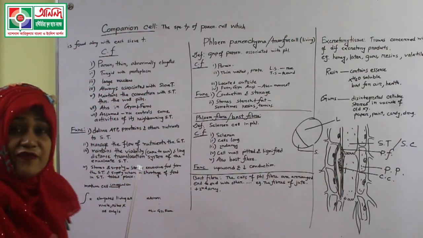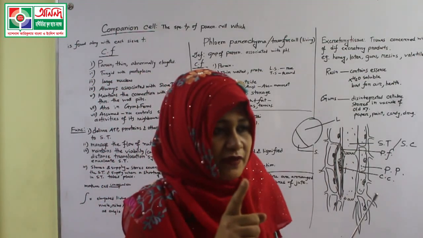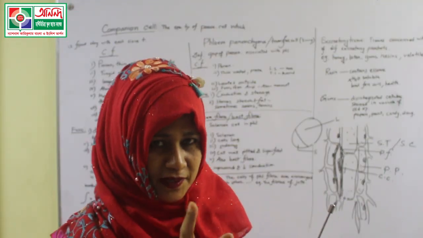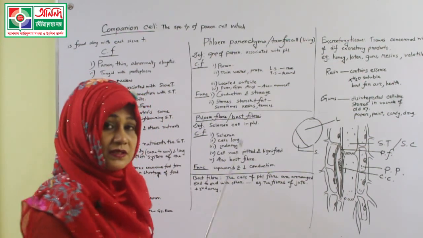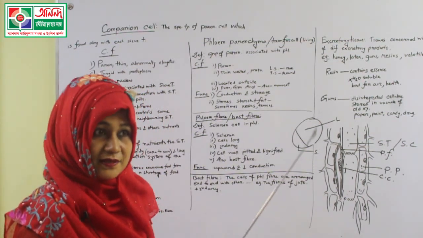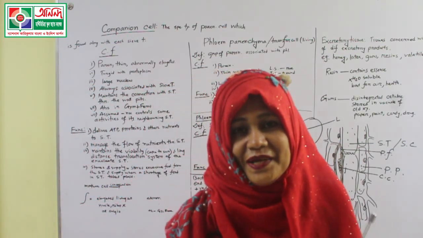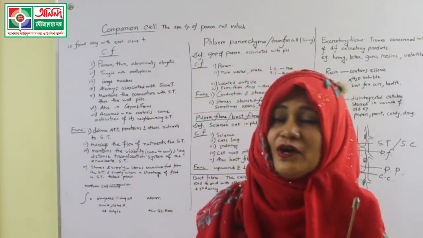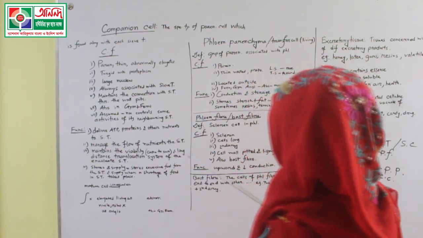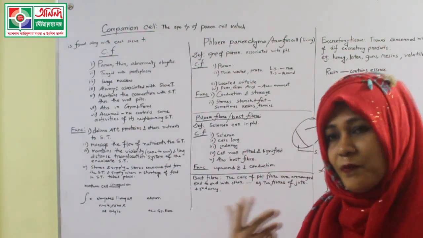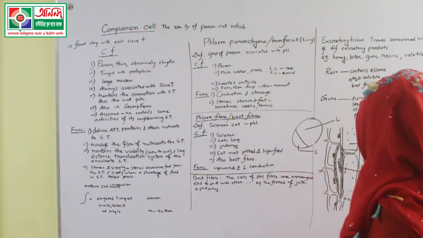Now phloem fiber, one word: fiber. So if there is fiber, there may be secondary growth. This is a sclerenchymatous cell. A sclerenchymatous cell in phloem is known as phloem fiber or bast fiber. Characteristic feature number one: it is sclerenchymatous in nature.